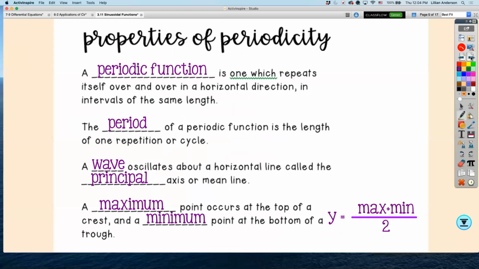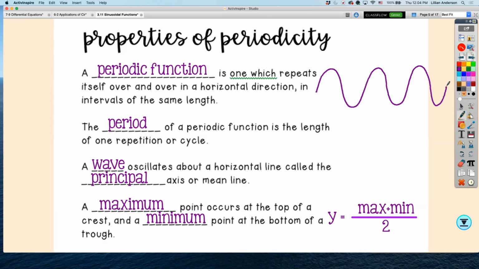Now, properties of periodicity. A periodic function is one which repeats itself over and over in a horizontal direction in intervals of the same length. So what does that mean? If you have a function that literally repeats the same process over and over and over again, it is known to be a periodic function.